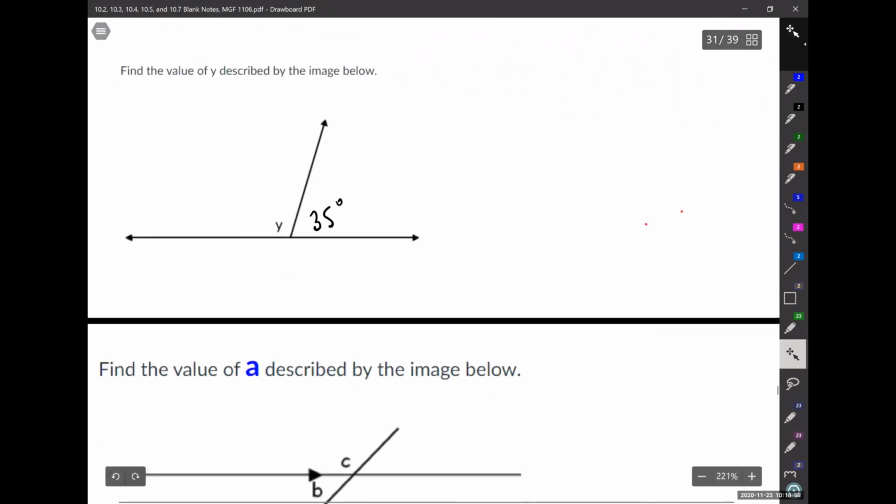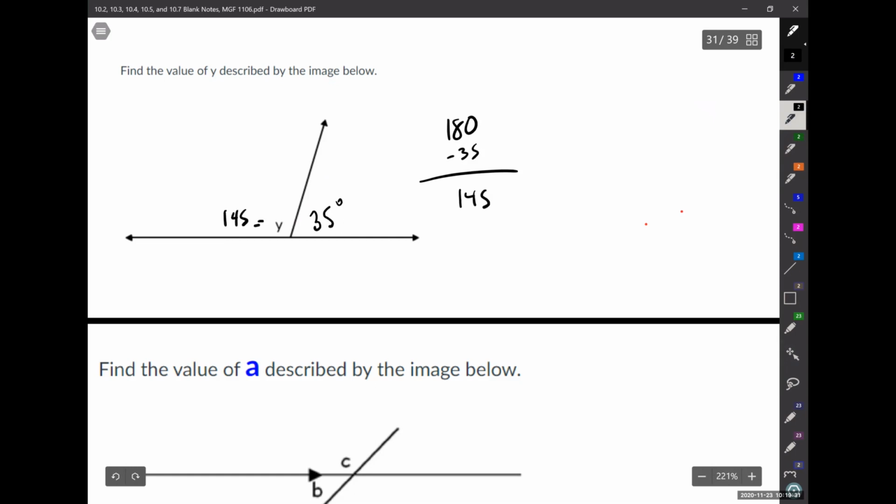Take a time to attempt this next one. We know that anything that makes up a straight line adds up to 180. So this plus 35 equals 180. Reversing that, 180 minus 35 equals our unknown, which would give us 145. That's what we type in the box.